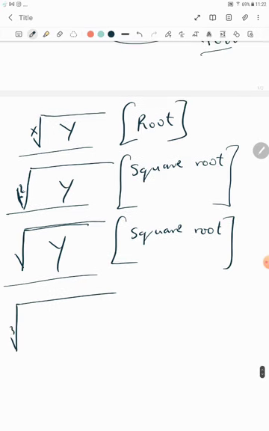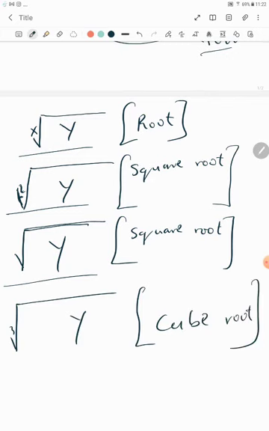We have what we call cube roots. Why do we call it cube roots? We call it cube roots because it is 3 that is outside there. Why do we call this one square root? Because it is 2 that is outside there. And these have their own interpretation, which is what we are going to go into right now.